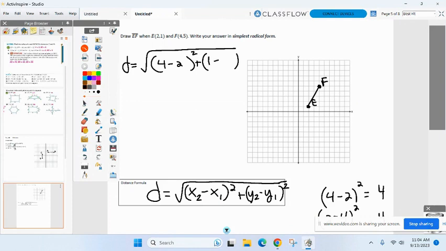1 and 5. So 1 minus 5 all squared. Now, before we move on, look at the directions. Write your answer in simplest radical form. And this fires me up. You guys were born in the correct year, let me tell you.